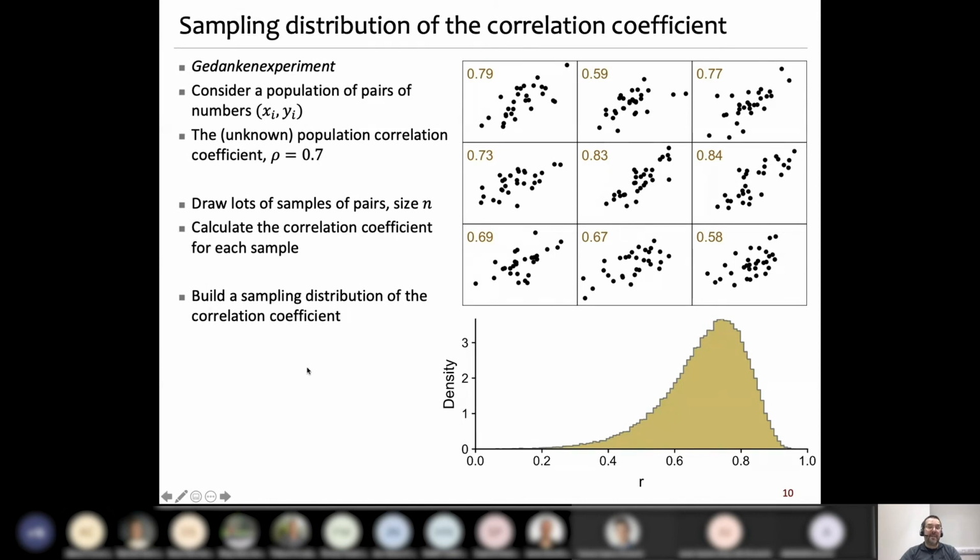Now we do the same as we did with the mean. We draw a lot of samples of pairs of size n, and these are examples, the first 9 of these draws. And every time we draw a sample of these pairs, we can find a correlation coefficient, but every time, obviously, it's different. So we can build a distribution of the correlation coefficient. This is the sampling distribution. You see immediately that this distribution is asymmetric.